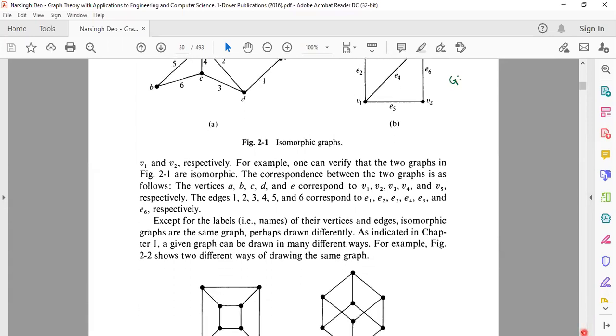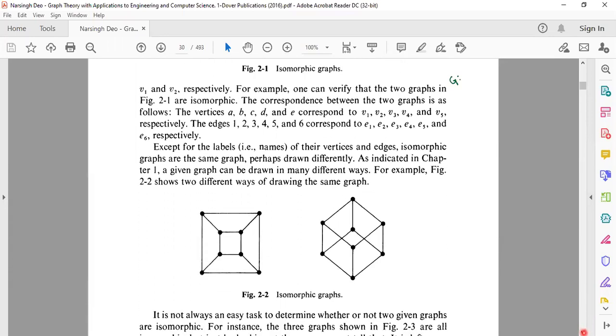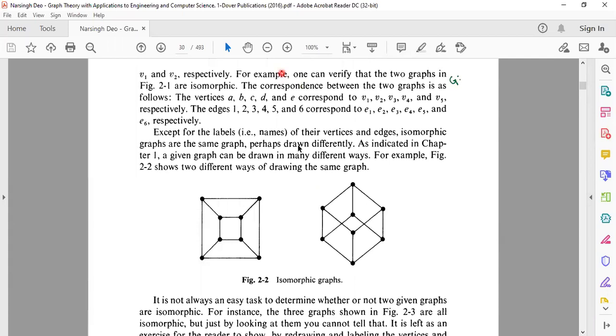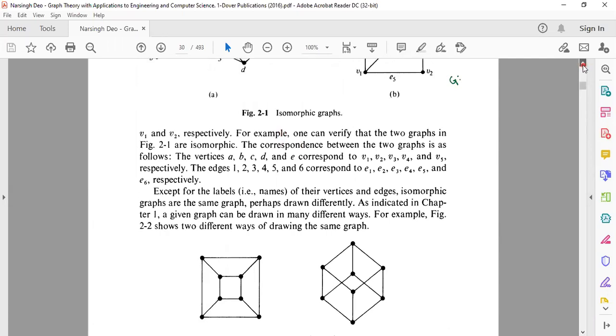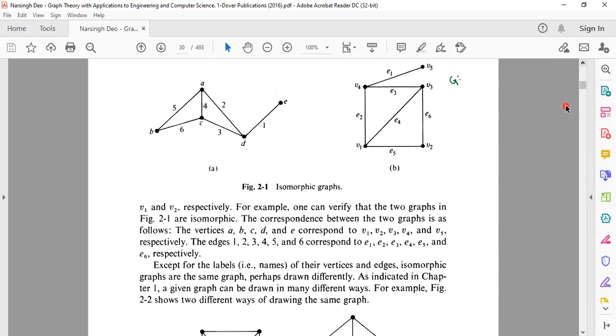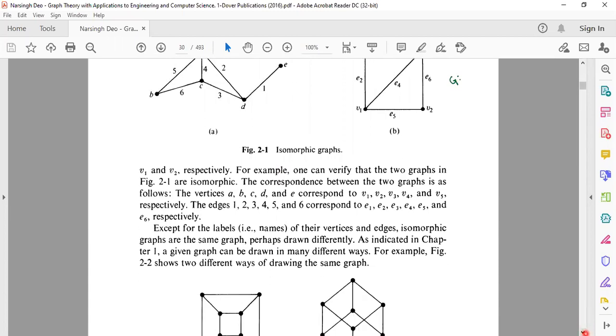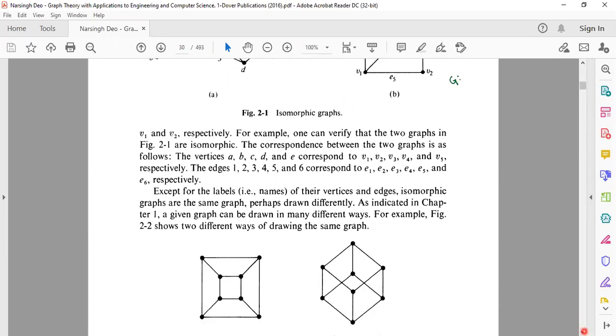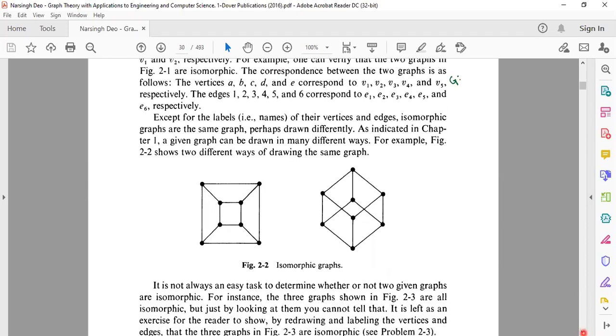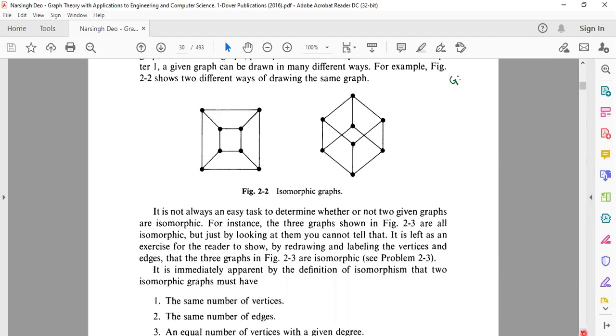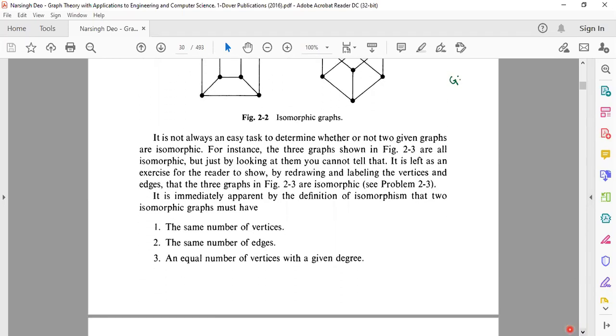So there are some fundamental rules, and here are some examples. As you can see, some examples of isomorphic graphs are shown. You can later visit these examples to find out whether these are isomorphic or not. They are already mentioned to be isomorphic. These are some fundamental rules that you have to consider to study the isomorphism between two graphs.